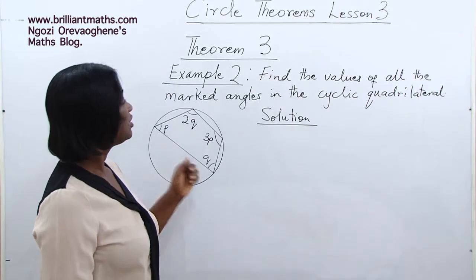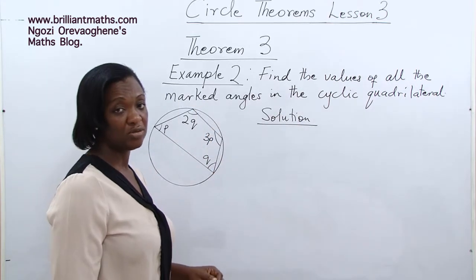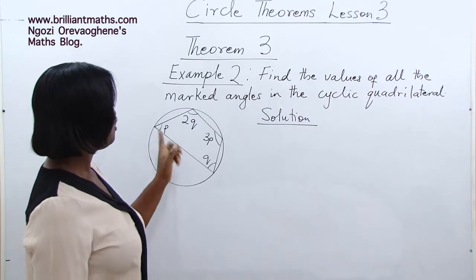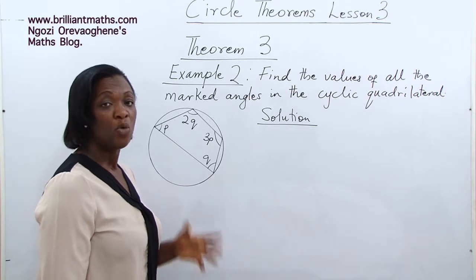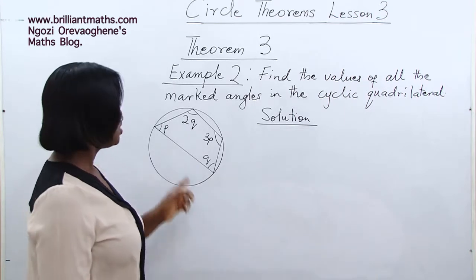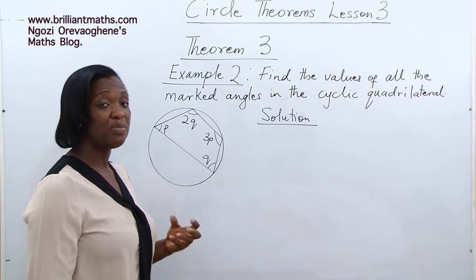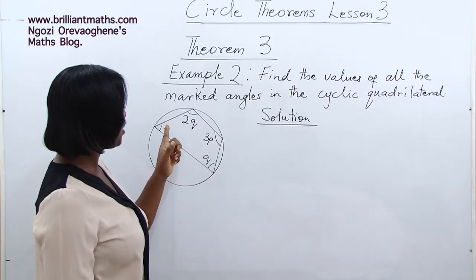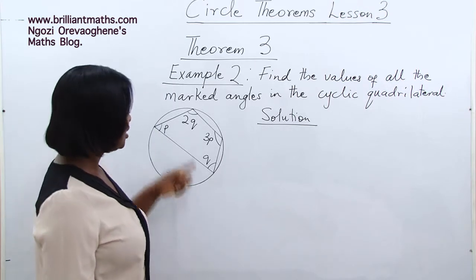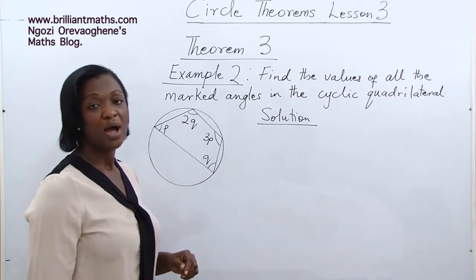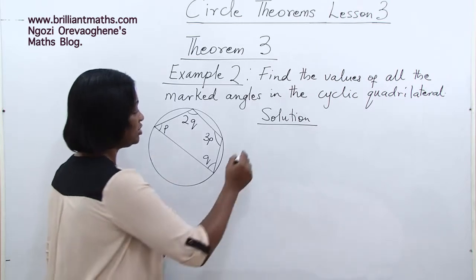Example 2. Find the values of all the marked angles in the cyclic quadrilateral. So we're finding the value of P, 2Q, 3P, and Q. We know that in a cyclic quadrilateral, the opposite angles add up to 180 degrees. That means they are supplementary. So 3P and P add up to 180, and Q plus 2Q also adds up to 180. So let's use that to find the values.